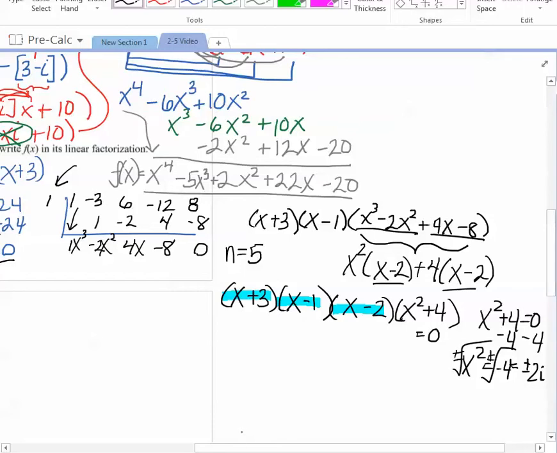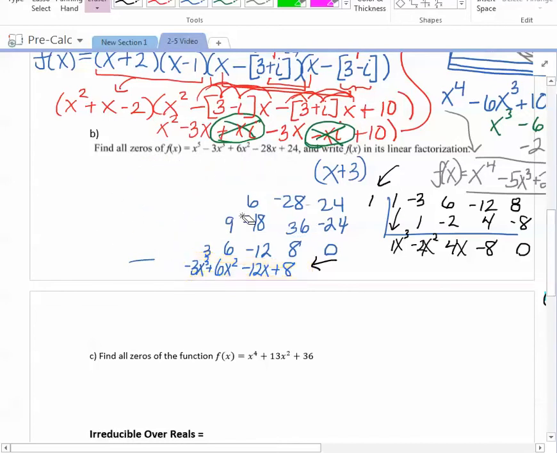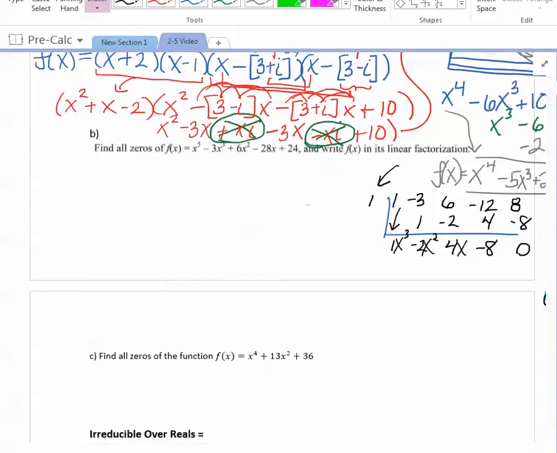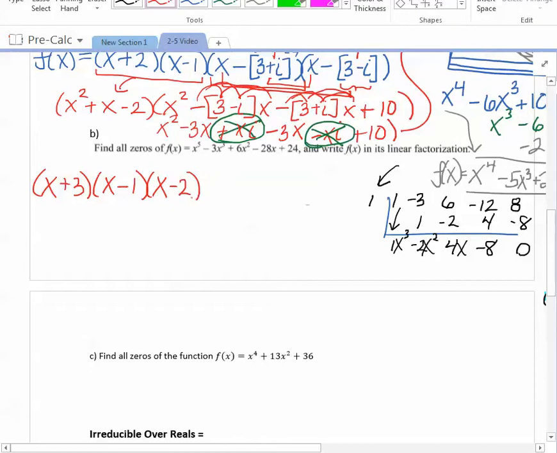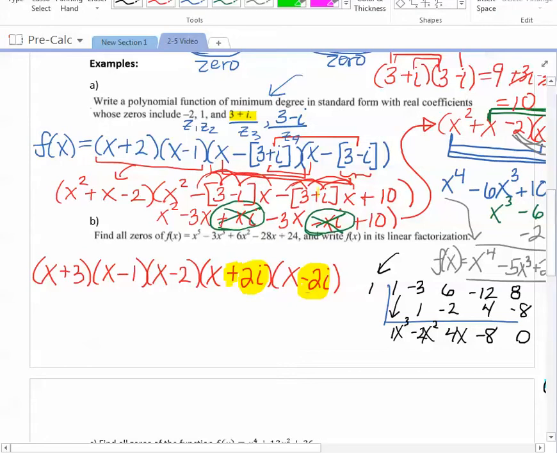So if we write it as its complete linear factorization, I'm going to erase some of this stuff. If we write it as the final answer, here's what we get. We had x plus 3 times x minus 1 times x minus 2. These were the real zeros. Then we have 2 unreal zeros. You have x plus 2i and x minus 2i. This and this is your pair of complex conjugates. There's a plus and a minus. They always have to come in a pair like that according to that theorem, the complex conjugates. Okay? And that is your answer to that question.